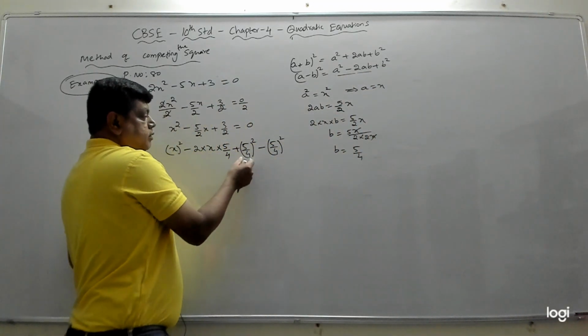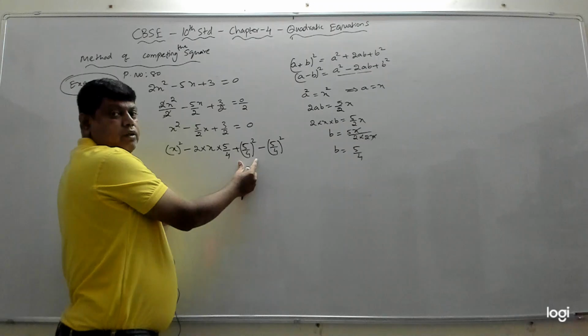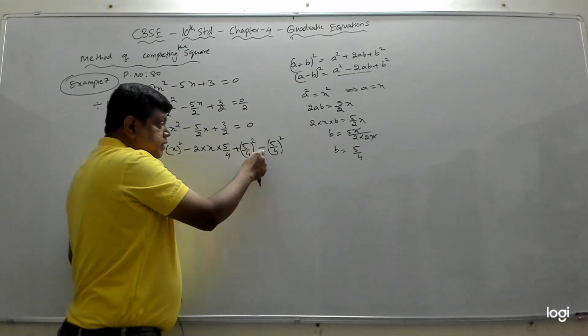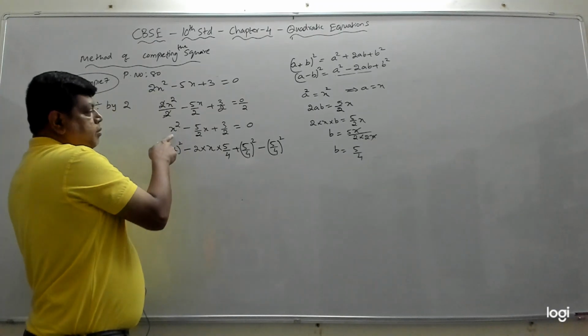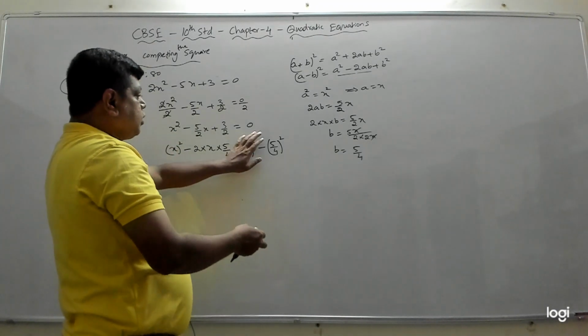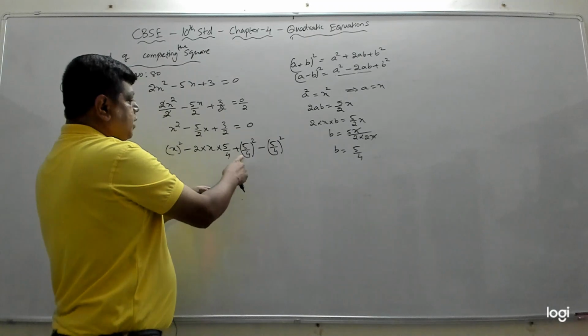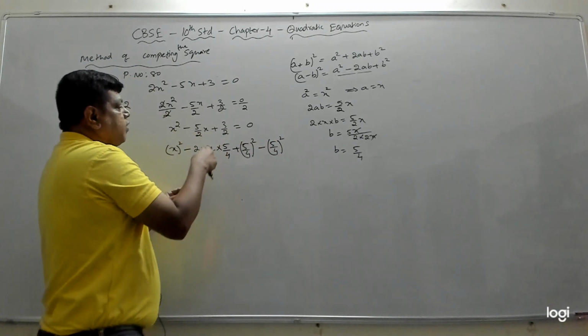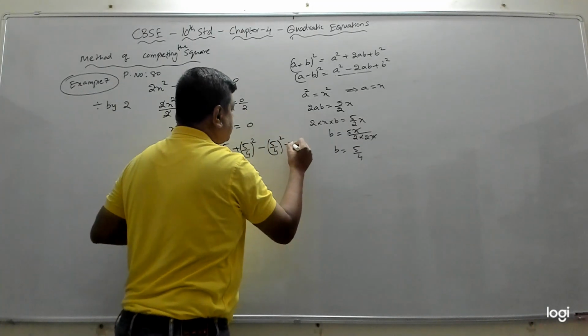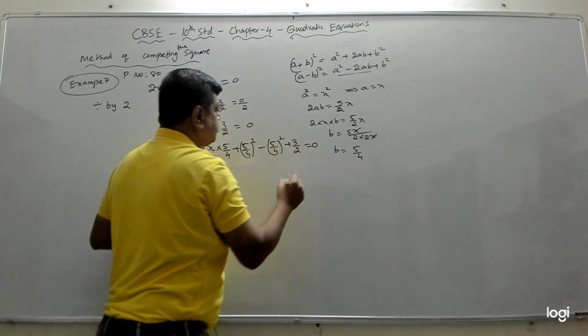But just like that I cannot add something to an equation. Right? I have to subtract the same quantity that I am adding. Only then I can say this step is equal to this step. Now if you cancel, these two will go. This is plus 5 by 4 whole square minus 5 by 4, these two will go. If I multiply, I will get these two. Then find what is finally left out, 3 by 2. That I will write here, plus 3 by 2 equal to 0.